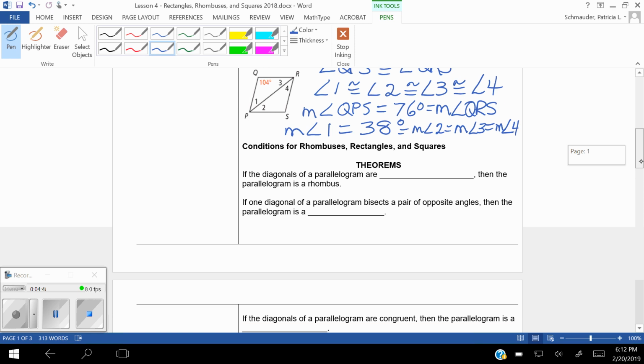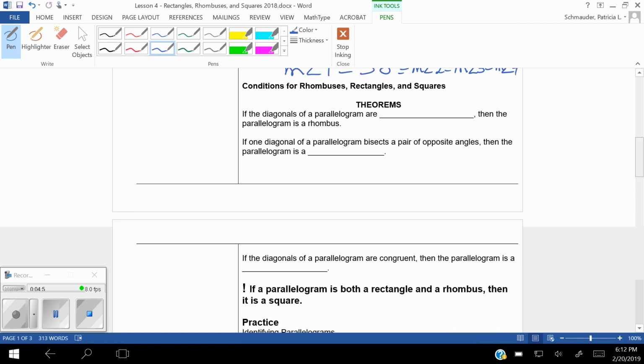All right. So now what do we got? Conditions for rhombuses, rectangles, and squares. If the diagonals of a parallelogram are perpendicular, then the parallelogram is a rhombus. That's actually the converse of the theorem up above. And the next theorem says if one diagonal of a parallelogram bisects a pair of opposite angles, so it's a parallelogram, so if that bisects that angle over there, then the parallelogram is a rhombus.